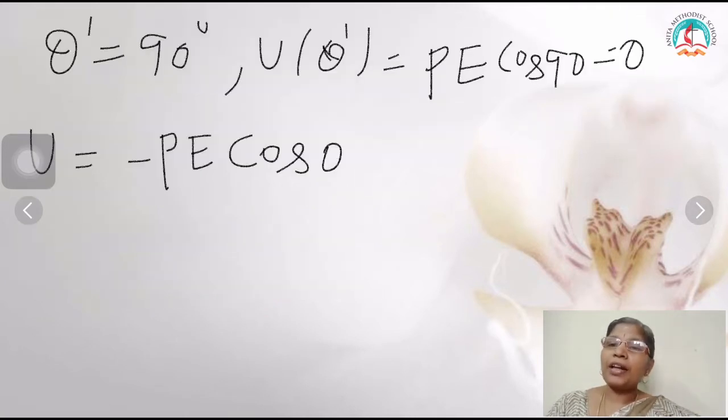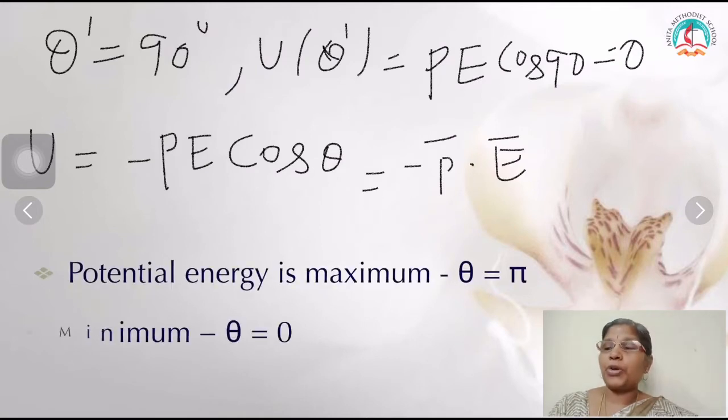Okay, now, as I already told you, for the formula ending with theta you substitute the values theta equal to 0, theta equal to 90. Now I am substituting theta dash equal to 90 degrees.